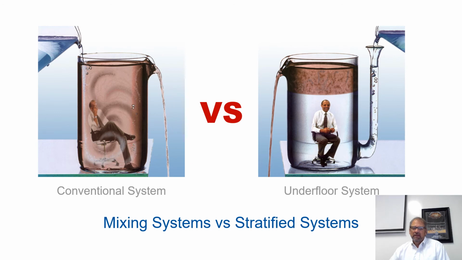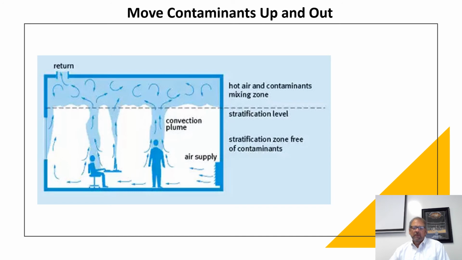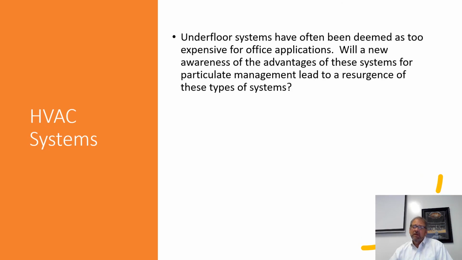So it looks sort of like this. Person on the left getting exposed to the dirty air, mixing all around with the clean air. Person on the right gets the benefit of just breathing the clean air as the dirty air is displaced. And this is what that looks like graphically. Bring in clean air low, let each person's heat plume take the particulate to the ceiling and out of the space. What does this mean for us?